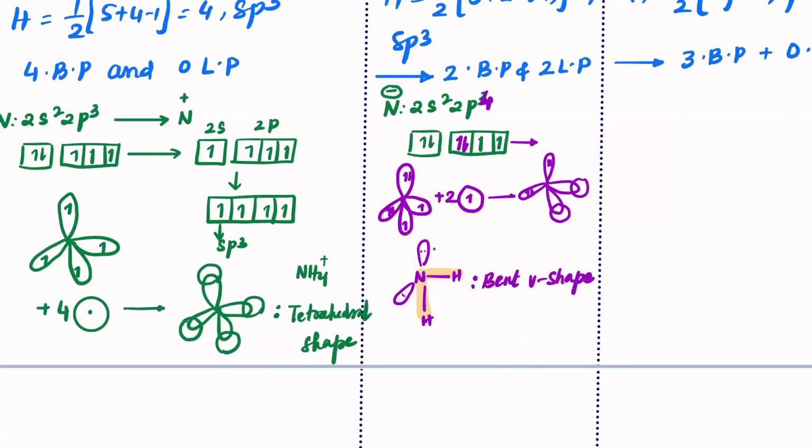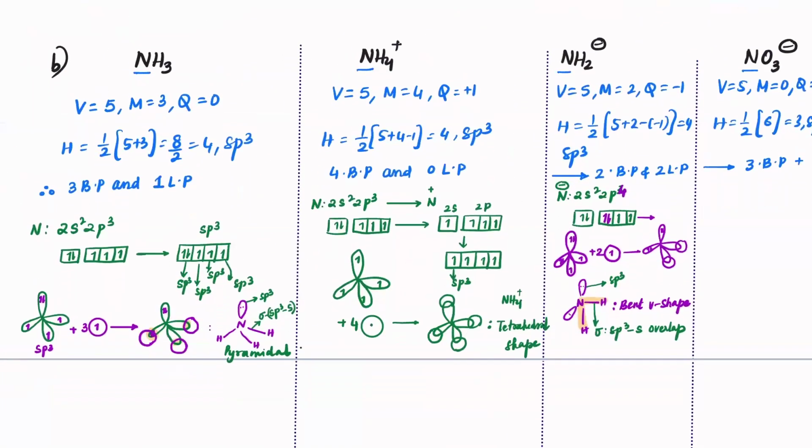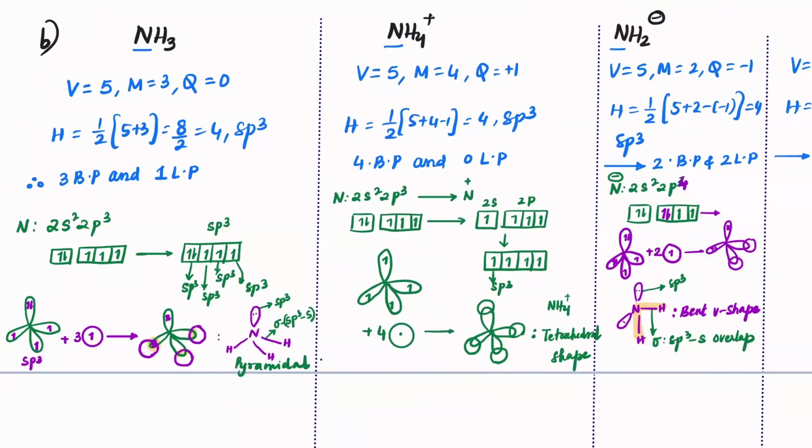Now check. This orbital is sp3 hybridized, and the sigma bond which is forming here is between sp3 and s overlap. Okay. Please check all three cases. If you still have any issues anywhere, you can ask me.